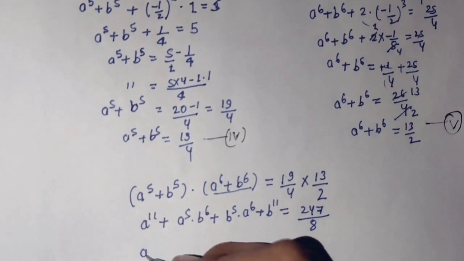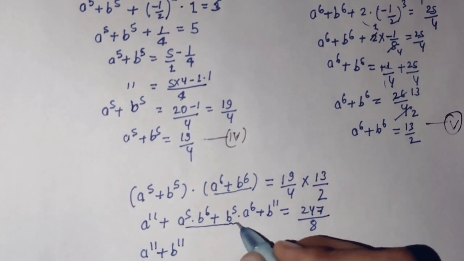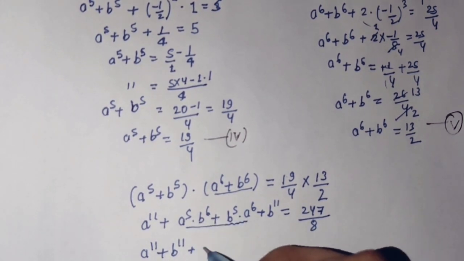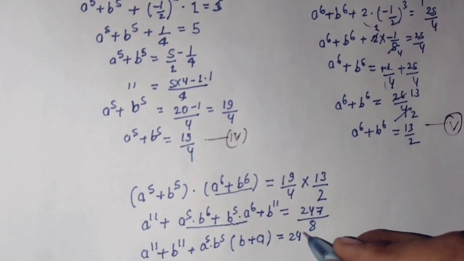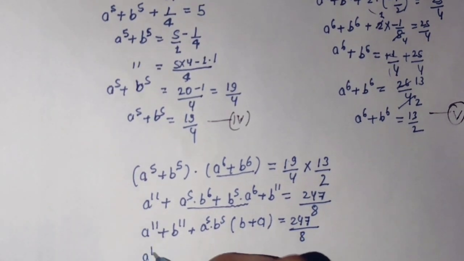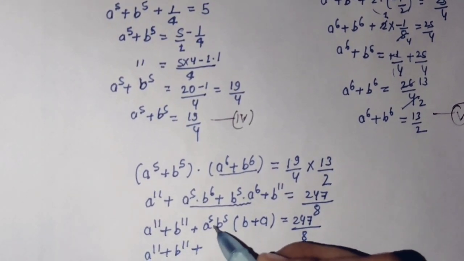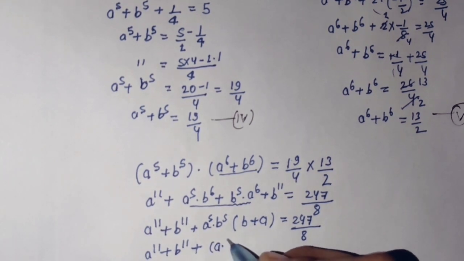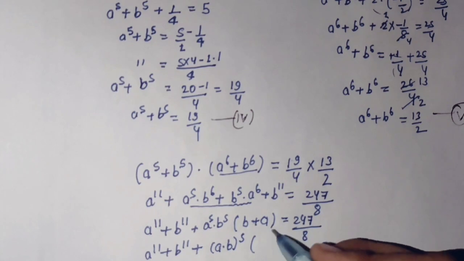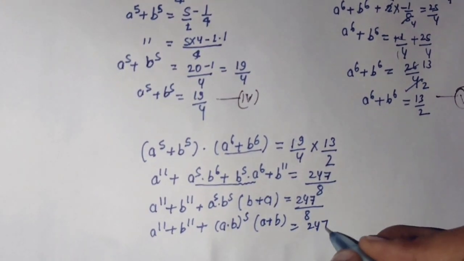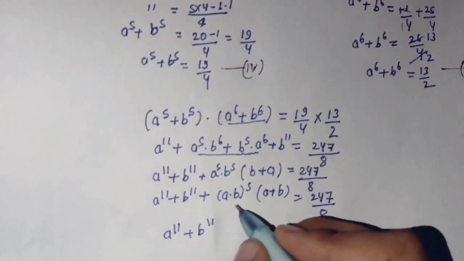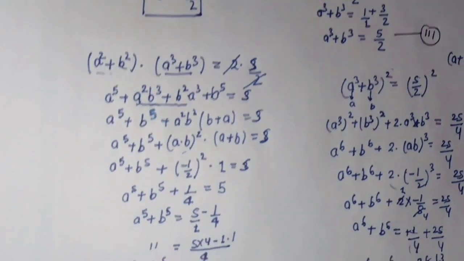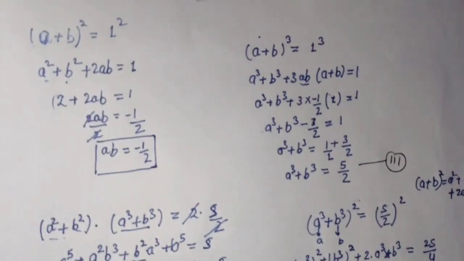247 over 8. In a^11 + b^11, these 2 terms we take a common factor a^5 times b^5. a^5 times b^5 divided by these 2 terms, so we get b plus a equals 247 over 8. a^11 + b^11 plus a^5 times b^5, I can write a times b whole power 5, b plus a I can write a plus b equals 247 over 8. a^11 + b^11, we already know a times b equals minus 1 over 2 and a plus b we already know equals 1.